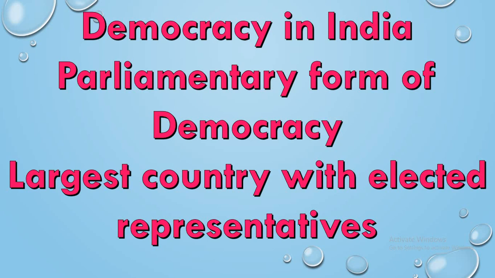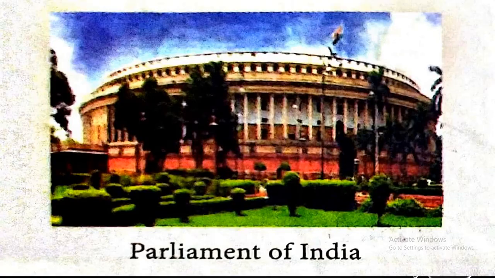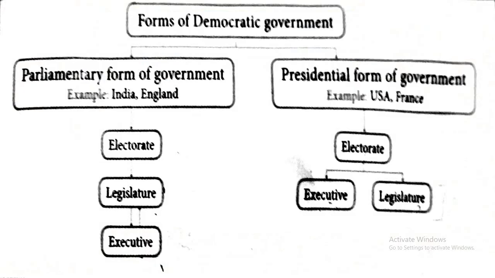Democracy in India. India has a parliamentary form of democracy. India is the largest democratic country in the world, in which the parliament comprises elected representatives of the people. This is a picture of the Parliament of India.